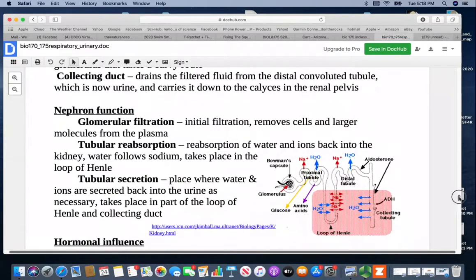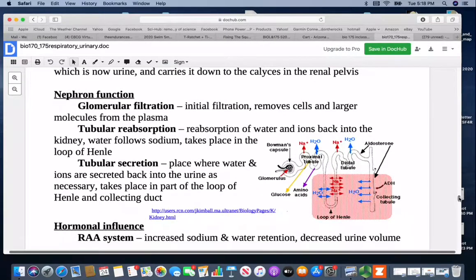So when we look at nephron function, the first thing that happens is glomerular filtration. This is the initial filtration that's going to remove the cells and the larger molecules from the plasma. This will include glucose up to about 170 milligrams per deciliter. So when it gets above that, it will actually start to spill into the urine.